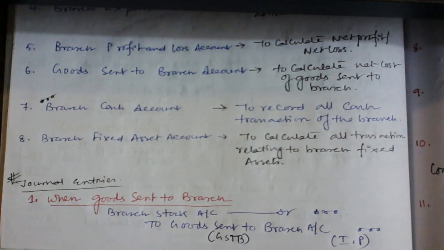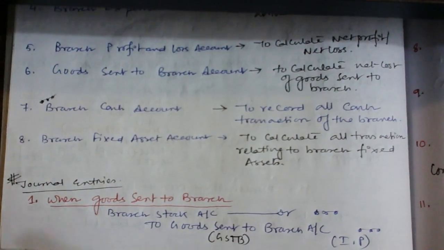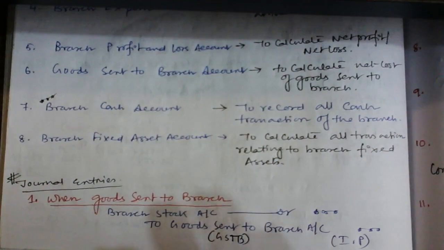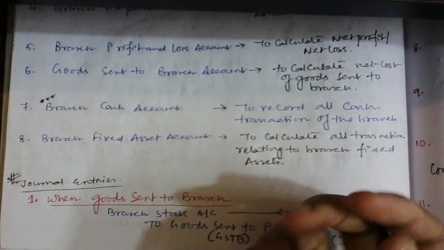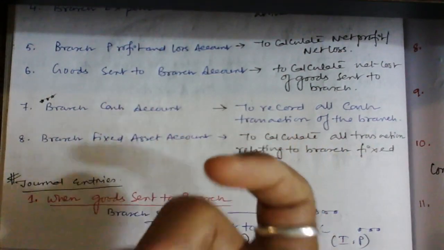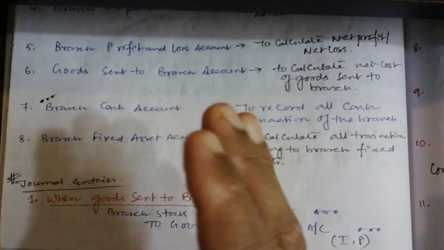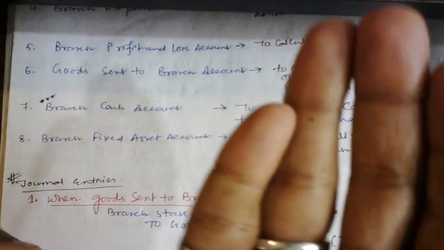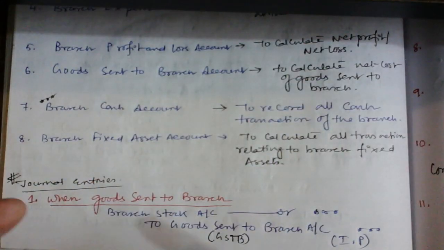Let us understand it once. What is journal? See, we are going to start from the very beginning and very easy. When goods are sent to the branch, it means goods are in the hands of the branch when you prepare the branch stock account. So see, stock is increasing when goods are sent to the branch by HO. So stock increasing, definitely, then what happens, it is debited, sir.